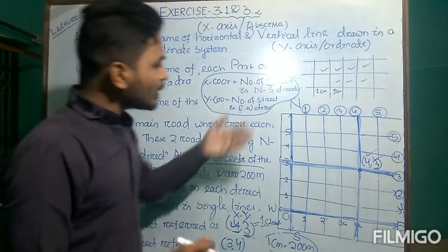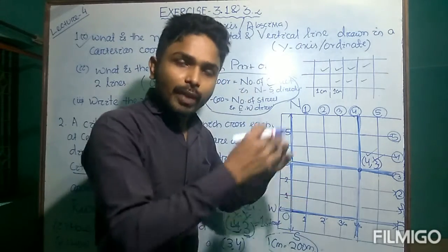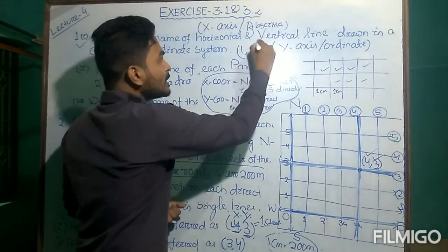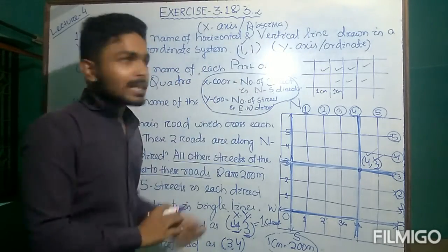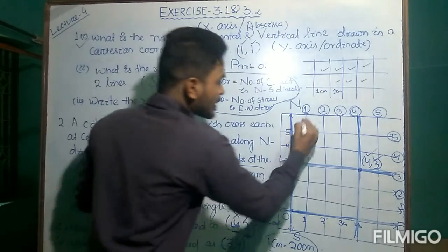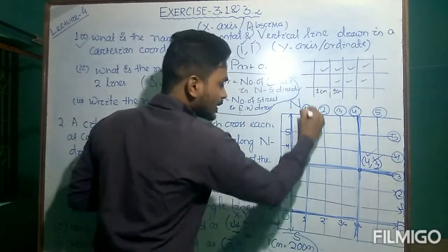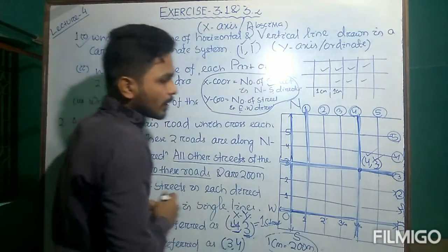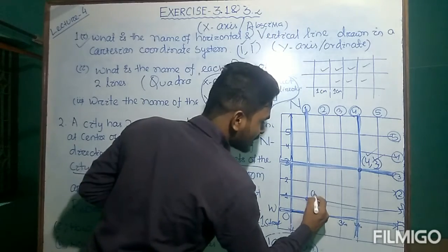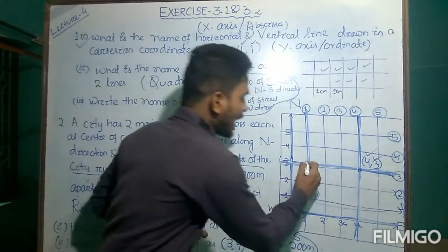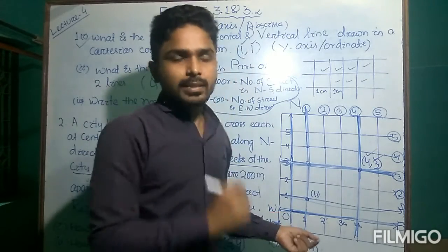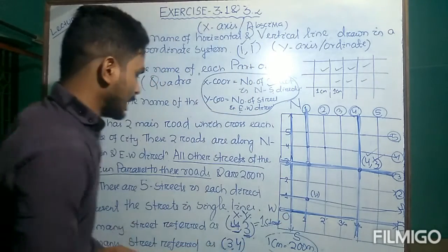Understood? Similarly, you can also find the meeting point of any street. Suppose you are going to find 1, 1. 1, 1 means what? The first street in the north-south direction and the first street in the east-west direction. So the first street in the north-south direction is this, and the first street in the east-west direction is this, and they meet at this point, and this point's coordinate is 1, 1. Similarly, you can find any point's coordinate, and at each point only one street is represented.